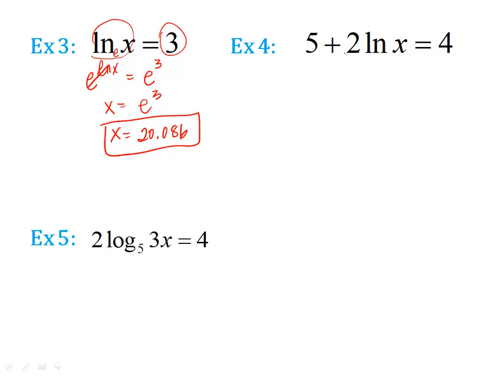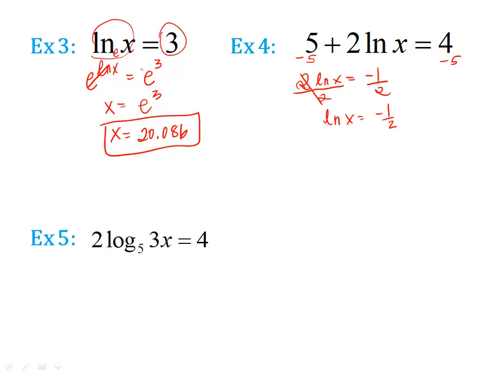Next example. Keep trucking along here. I want to get the natural log of x alone, so I need to separate it out. Get rid of the 5 first by subtracting. So I have 2 natural log of x equals -1. Divide by that 2. So I have the natural log of x equals -1/2.